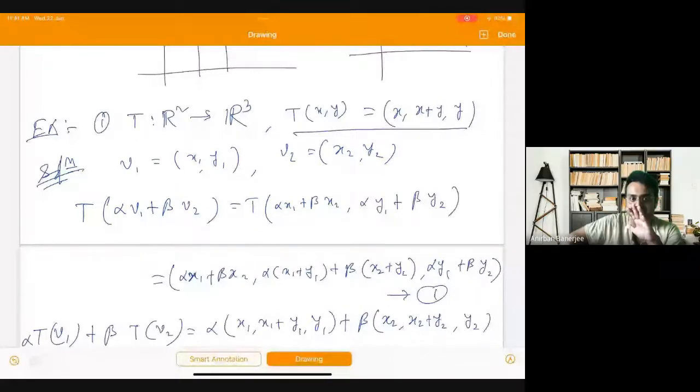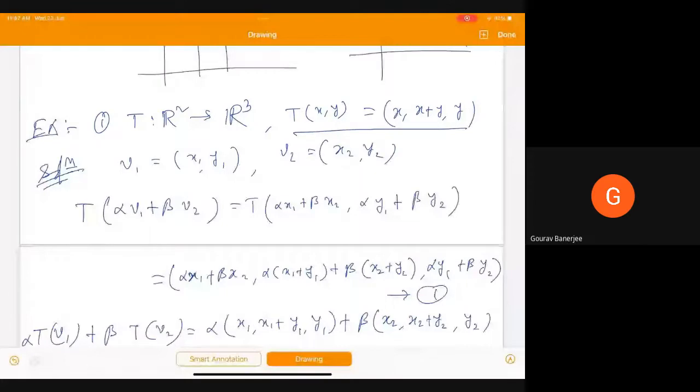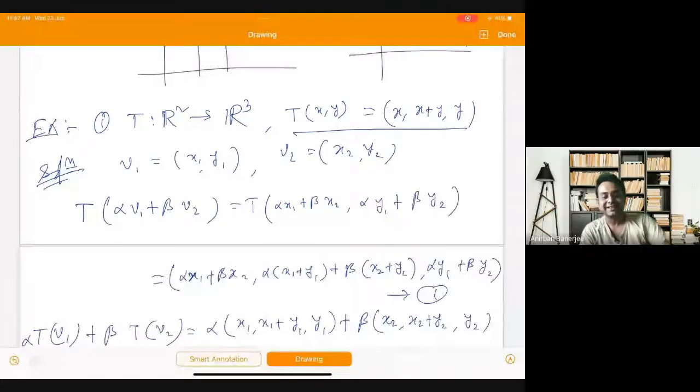The whole space or not? Means it will not give an R3. Okay, that is your question. We'll see with different examples. So please keep this question in mind.